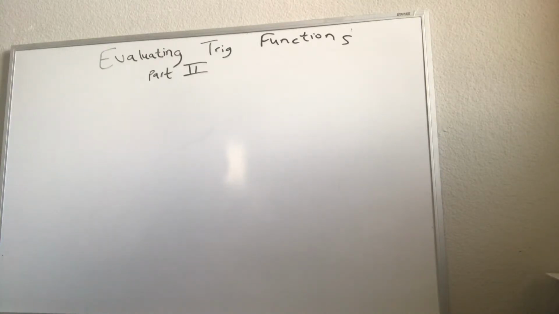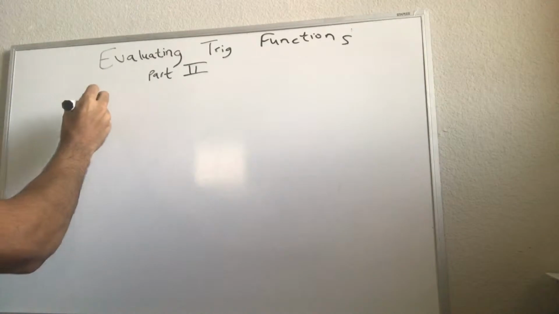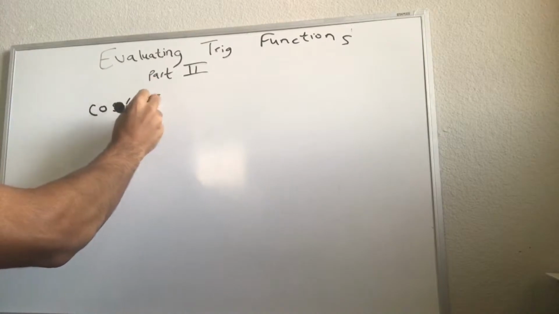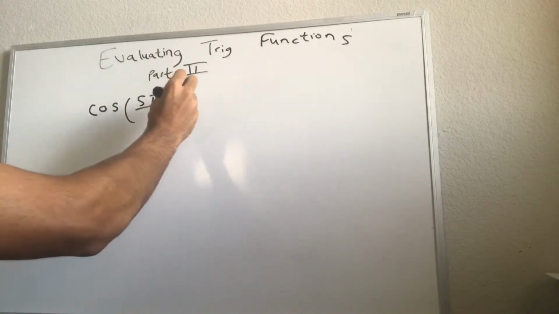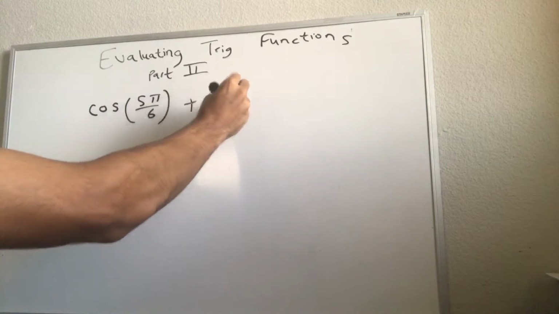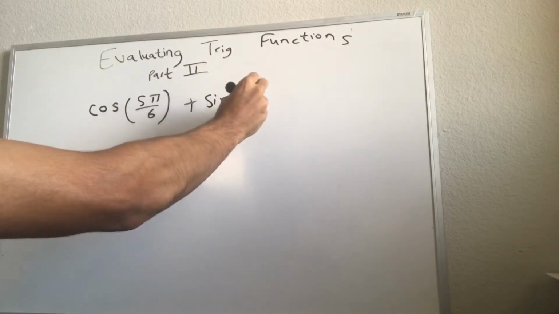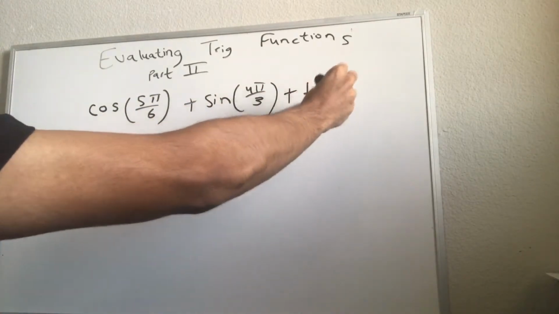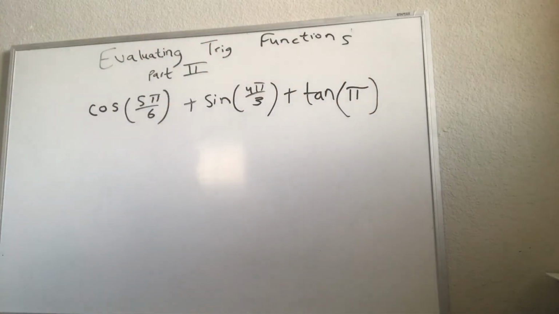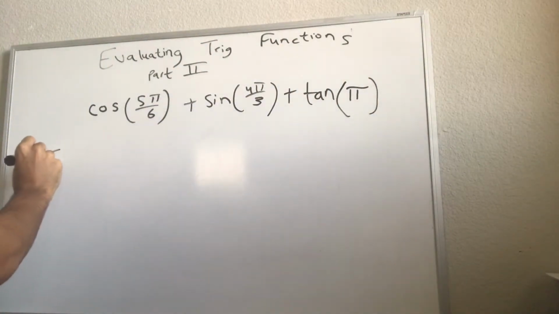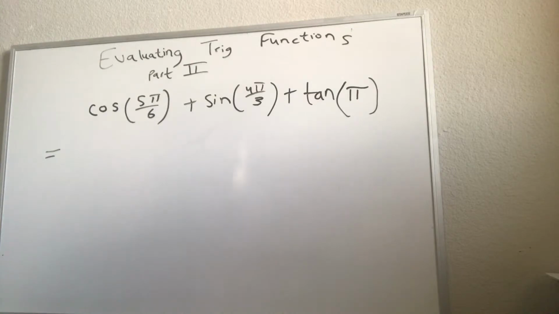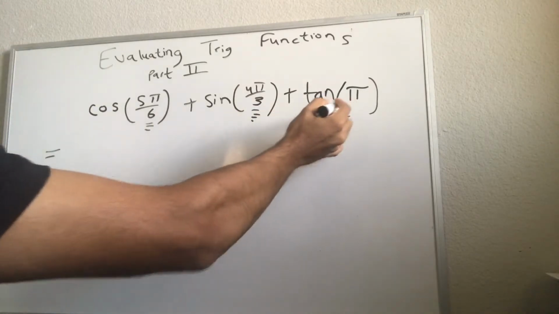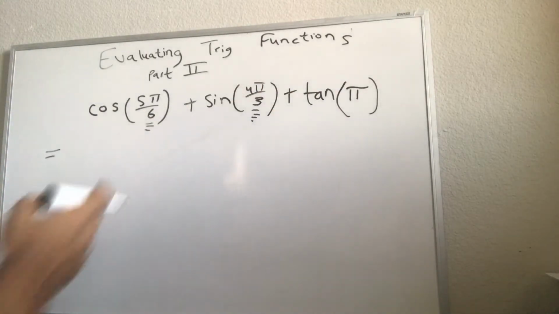So to start off, we have something like cosine of 5 pi over 6 plus sine of 4 pi over 3 plus tangent of pi. So if we look at this, we always should think about the reference angle. Here we know the reference angle is pi over 6, here being pi over 3, and obviously this is just pi. So those are the reference angles.